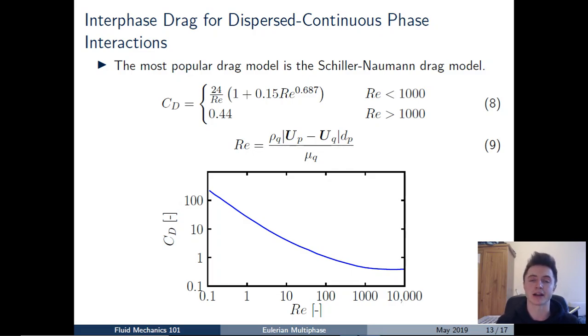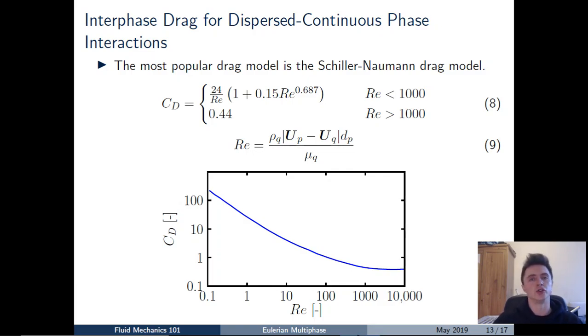And if you remember back to your fluid mechanics textbooks or lecture slides or on the internet, you may remember a plot like that given below, where the drag coefficient initially starts high and starts to decrease with increasing Reynolds number. Now, the Reynolds number here for our particles is going to be based on the difference in velocity between that primary phase Q and the secondary phase P.